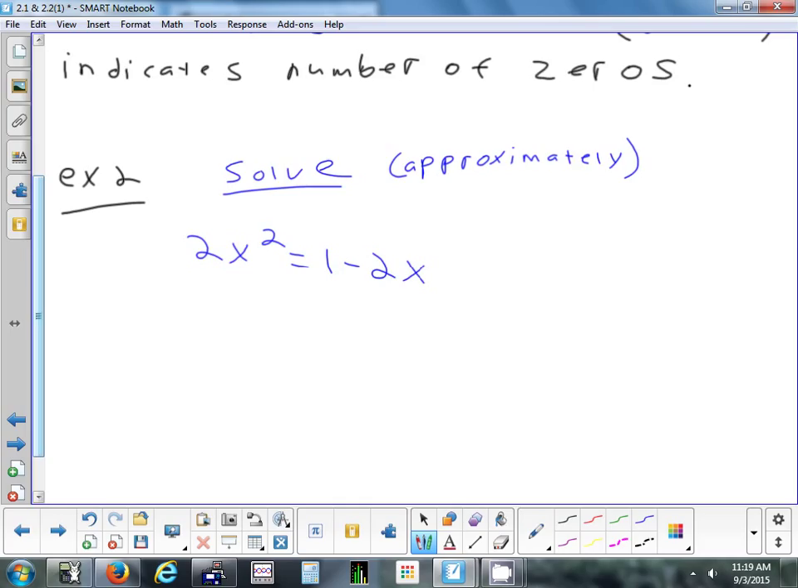Okay, what's the first thing you want to try to do anytime you're solving a quadratic? This is not really set up the way it should be. Some stuff needs to move around. Yeah, let's set one side to 0. Can you tell me what it would be if you moved everything to the left-hand side? 2x squared plus 2x minus 1. Good.